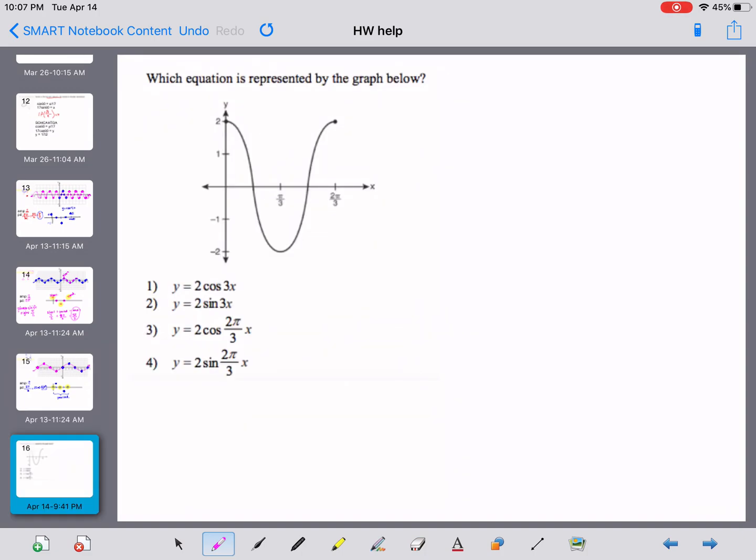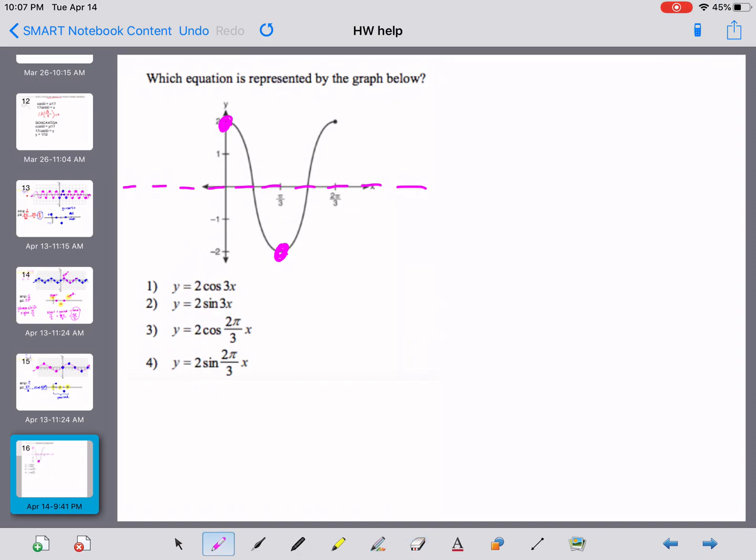This was from the Google form. Which equation is represented by the graph below? So the middle of the graph is the x-axis right here. I noticed that first of all, they all have an amplitude of 2. I hope you guys realize that this graph has an amplitude of 2 because we're going up 2 from the x-axis for our maximum points, down 2 from the x-axis for our minimum point. So hopefully even if these weren't all 2s, you would be able to know that the amplitude was 2.